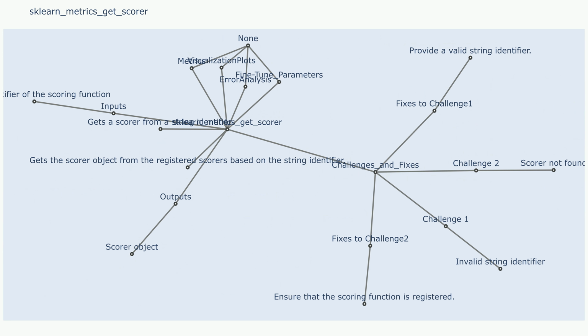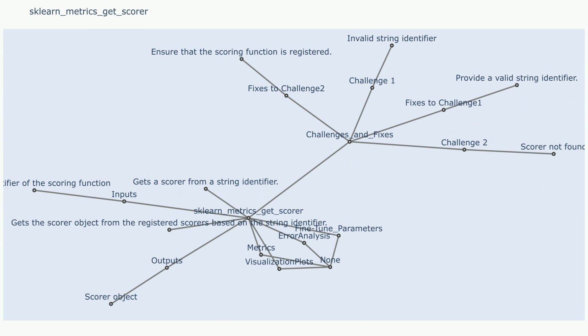Metrics. Accuracy measures the proportion of correctly classified instances, useful for balanced datasets. Precision measures the proportion of true positives among predicted positives, relevant when minimizing false positives is crucial. Recall measures the proportion of true positives among actual positives, important when minimizing false negatives is critical.